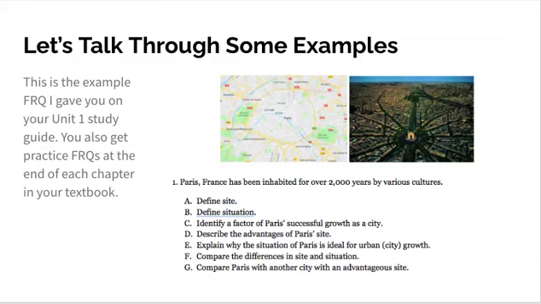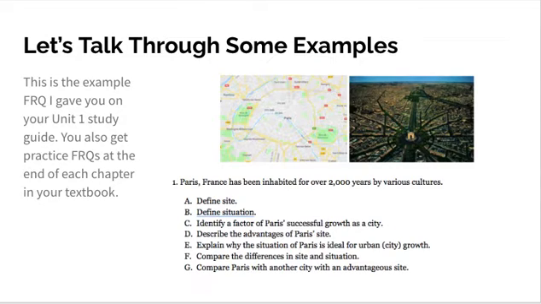Okay? The next thing I want you to notice is that frequently they're asking you about Paris, but not always. So if you look at A and B and F, they are asking you about geographic terms in general. But if you look at C, D, E, and G, they are asking about Paris specifically. So even if you don't know anything about Paris, you should still be able to get 3 out of 7 points on this question, because every geography student in the country has covered site and situation.